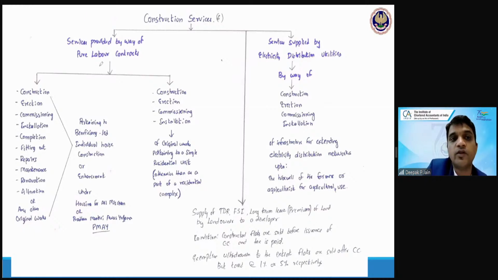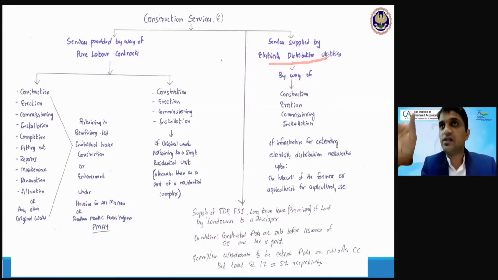So only pure labor contract services will be exempted if it is under Pradhan Mantri Awas Yojana or for Housing for All Mission Scheme, and if it is original works pertaining to a single residential unit. Then, service supplied by electricity distribution utilities. Okay, that is also in relation to construction.